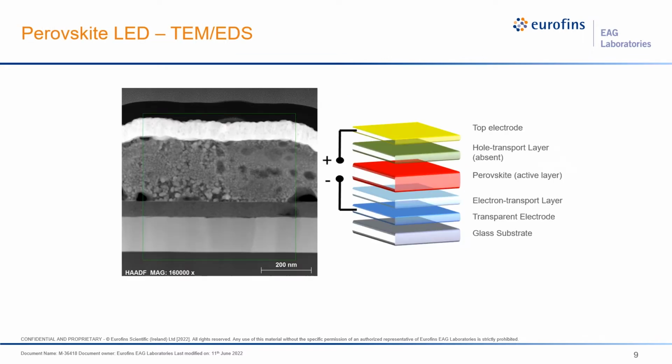So here we have a TEM image of the cross-section of the LED test structure. The main contrast mechanism in this image is atomic number. The bright band near the top is the metal electrode, followed by the active layer. Remember, this sample did not have the hole transport layer. And that active layer is followed by the electron transport layer, the transparent electrode, and the glass substrate at the bottom. The dark areas in the active layer show us there are voids within the film.